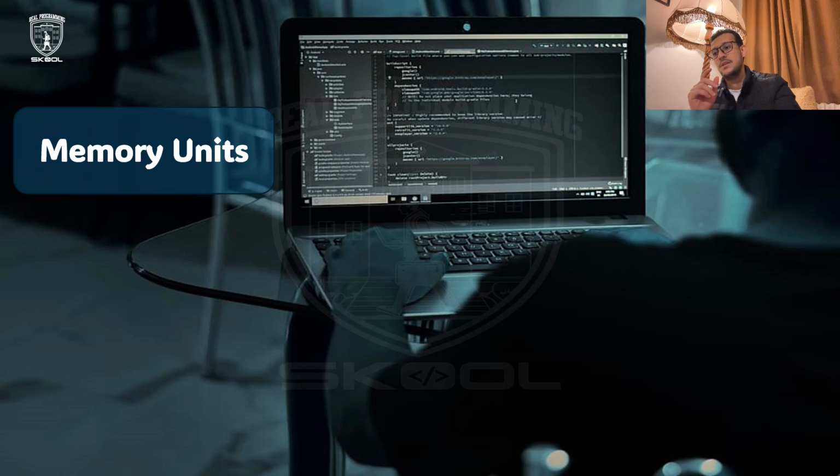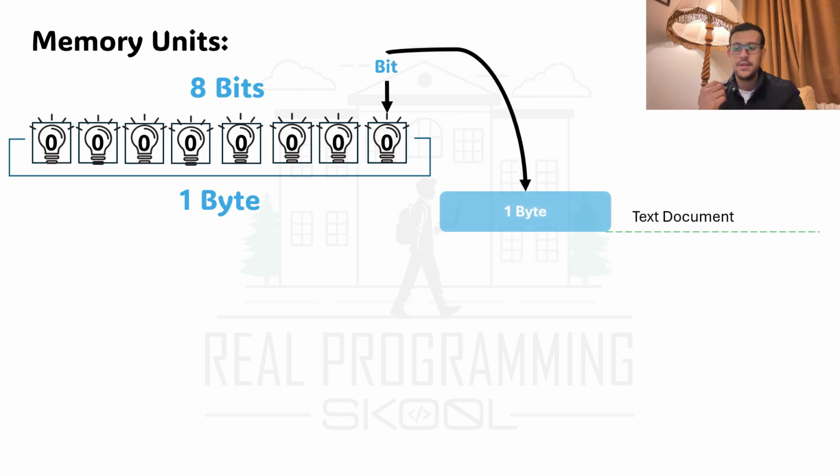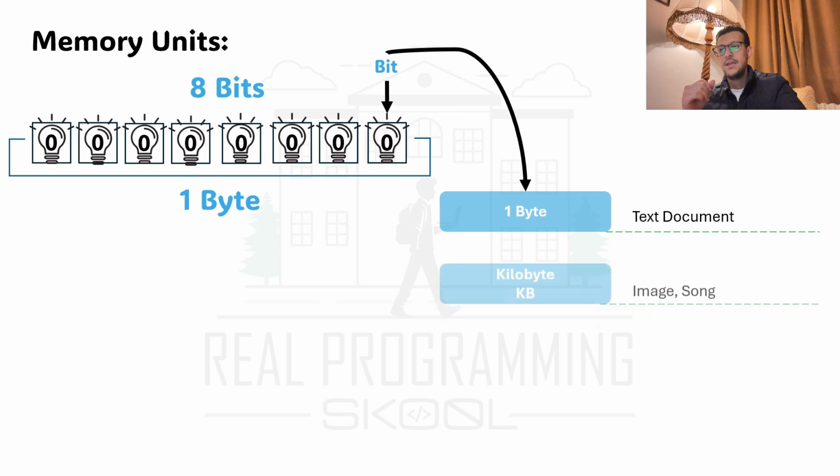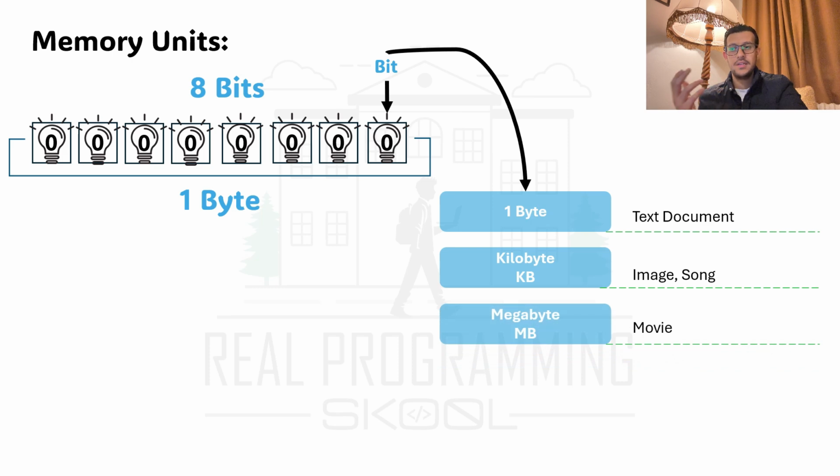What are memory units? As you see on the screen, we have a bit, and 8 bits together give me 1 byte. What we store in the byte is a text document. And we have something called a kilobyte. In a kilobyte, we usually store images and songs.